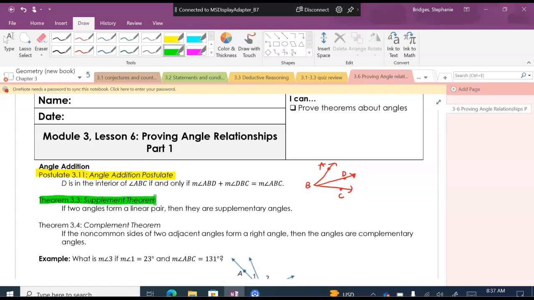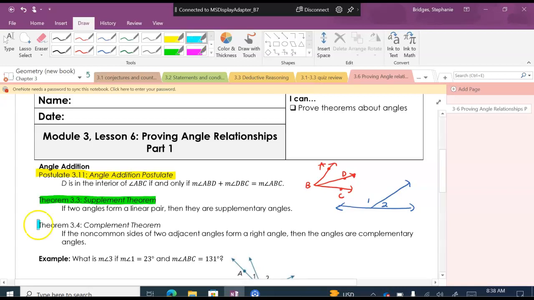So if I had two angles, something like this. Okay, I'm just going to label them angle 1 and angle 2. Those two angles together form a straight line. They are a linear pair, which means those two angles would add up to be 180 degrees. Okay, we're going to use all of this stuff today to find missing angle measures and to find variables.